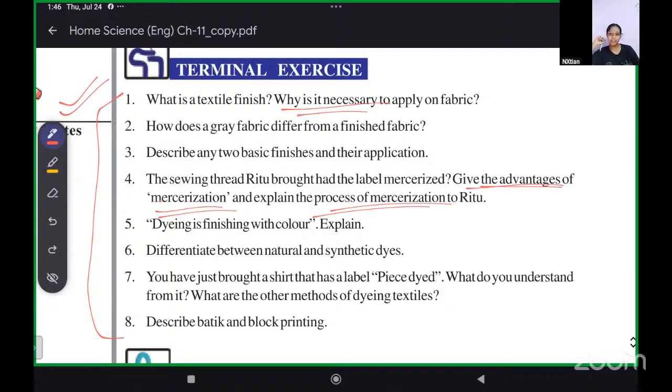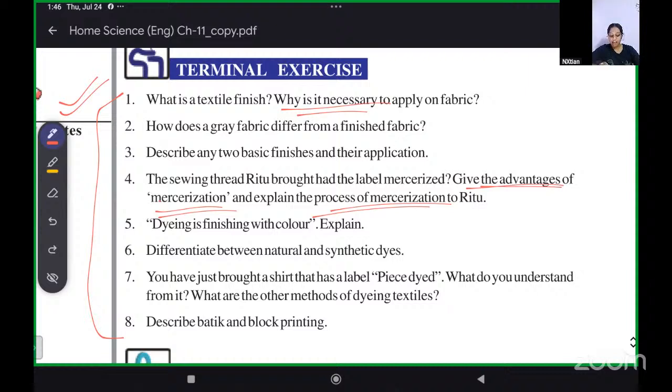Objectives we can do easily, no problem. Terminal exercises, write them down and keep, mark them and keep. So when you're studying for finals, you will have the answers with you. You can just study them easily. Okay then, so that's all for today.